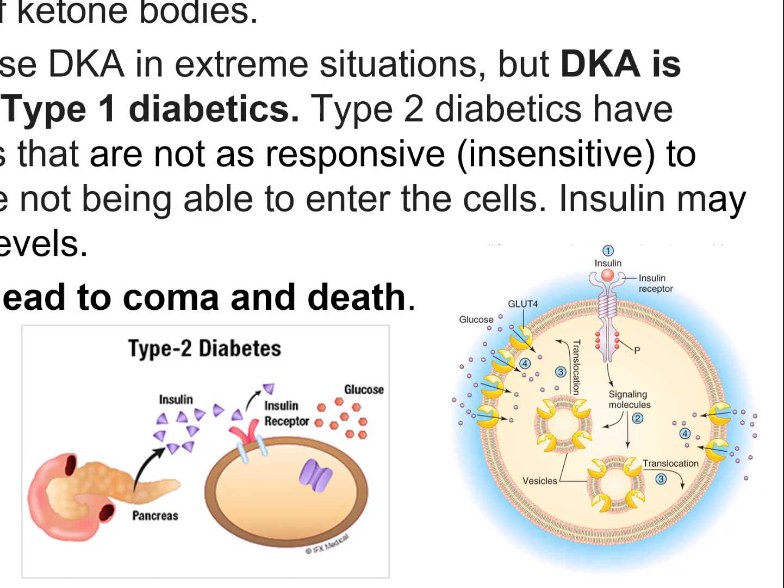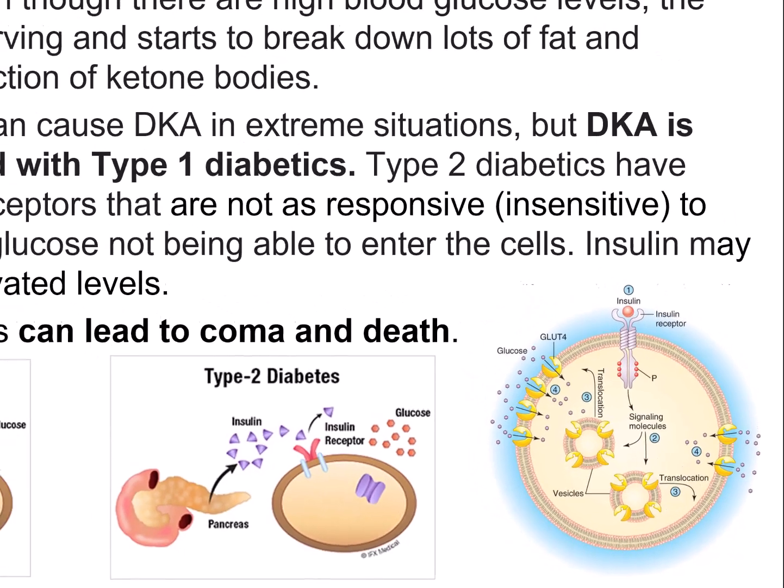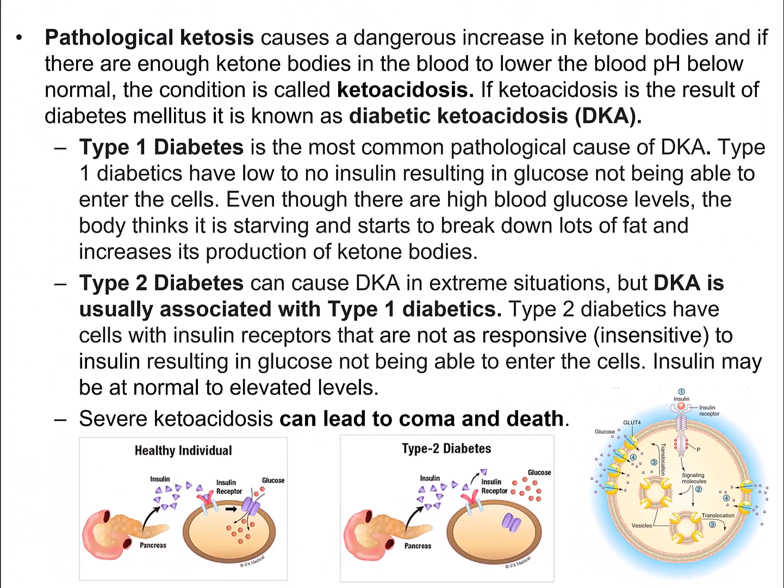In both type 1 and type 2 diabetes, once that glucose does move into the cell, then these transporters here are going to be put back into vesicles until the next signaling of insulin comes along. Again, we'll talk a lot about this later on when we get to the endocrine system, and we really dive into the details of the different types of diabetes. In severe ketoacidosis, this can lead to coma and death.